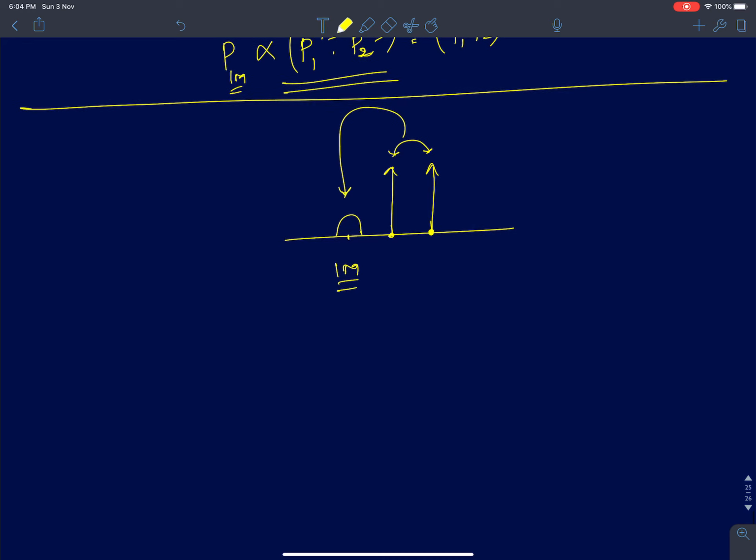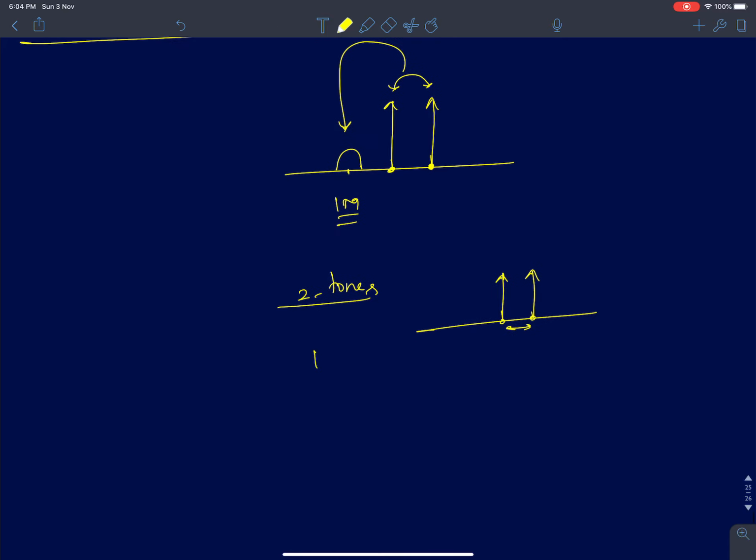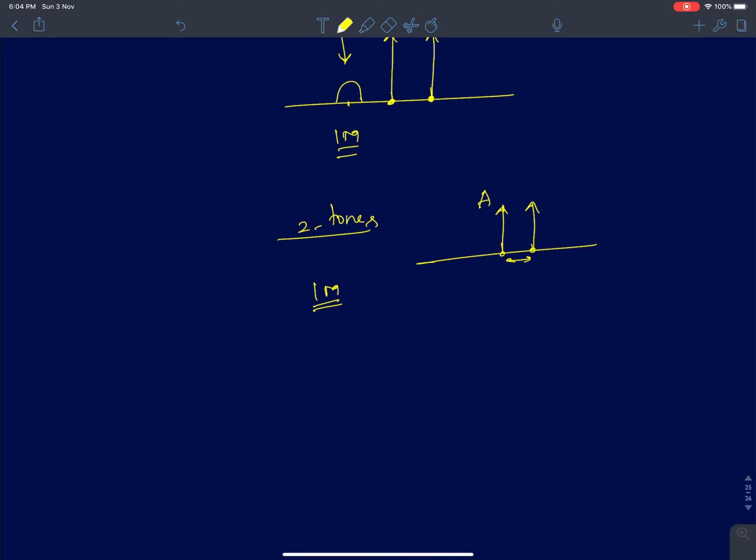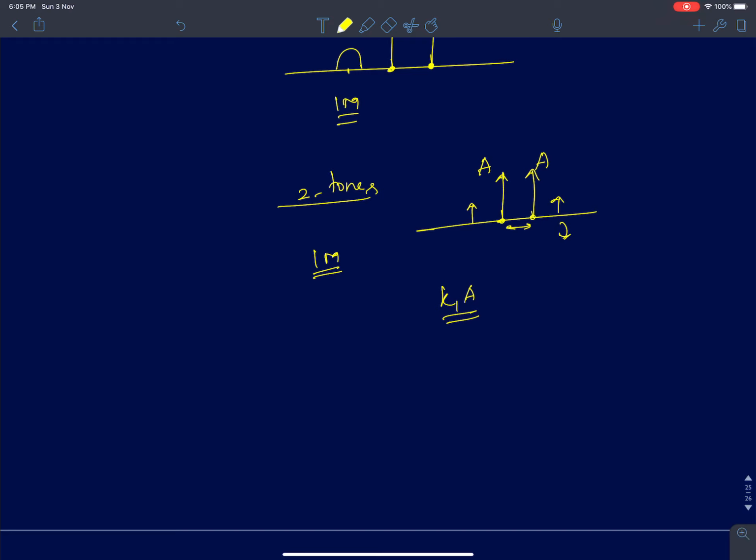This is very useful. That's why, to test the nonlinearity of an RF system, what we normally do is feed two closely spaced tones, and then try to compute the intermodulation products. Now if you look at the amplifier, assume I am giving two tones of the same amplitude A. Then the first harmonic strength is simply going to be K1 into A, since the gain is K1. The intermodulation terms, from the expression we derived some time ago, are 3/4 k3 A cube.